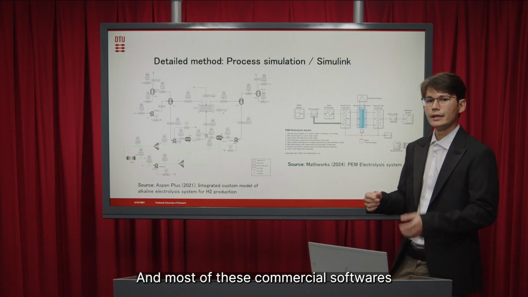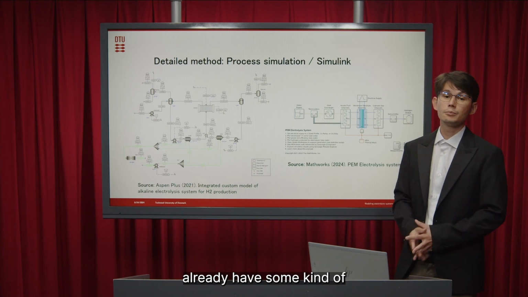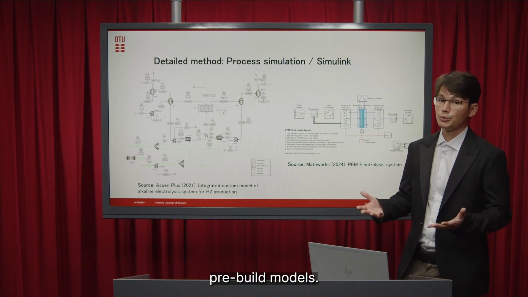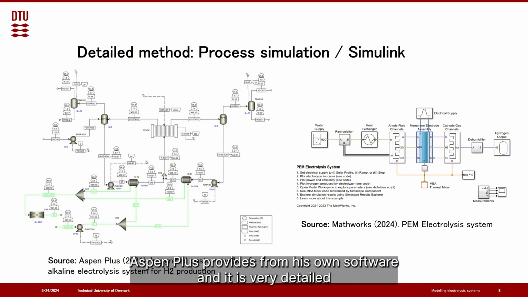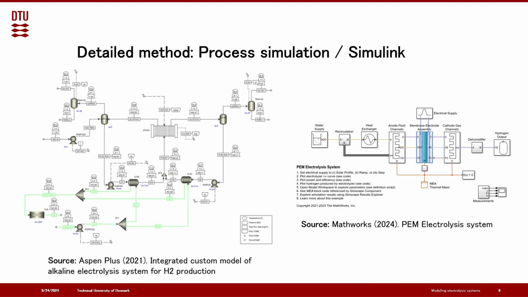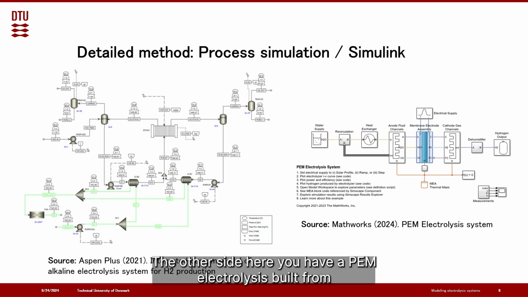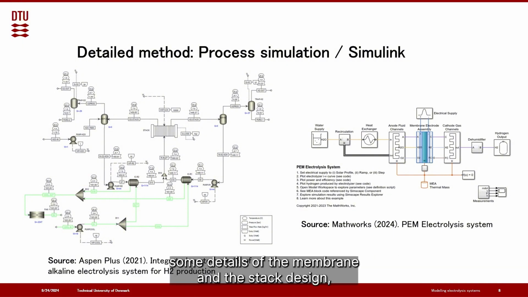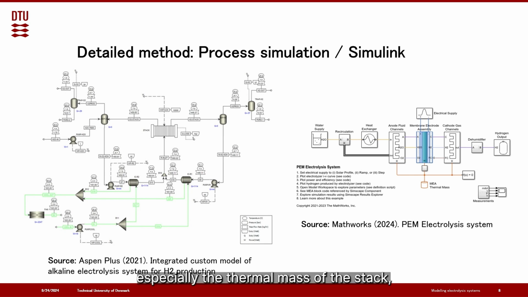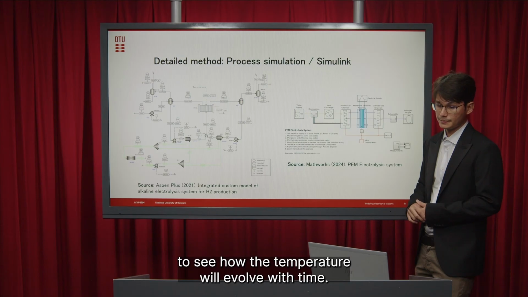And most of these commercial software packages already have some pre-built models. For instance, on your left, you can see the model that Aspen Plus provides in its own software, and it's very detailed, with all the heat exchangers and phase separation. On the other side, you have a PEM electrolysis model built in the Simulink framework, also very detailed, with the heat exchangers and some details of the membrane and the stack design, especially the thermal mass of the stack, to see how the temperature will evolve with time.